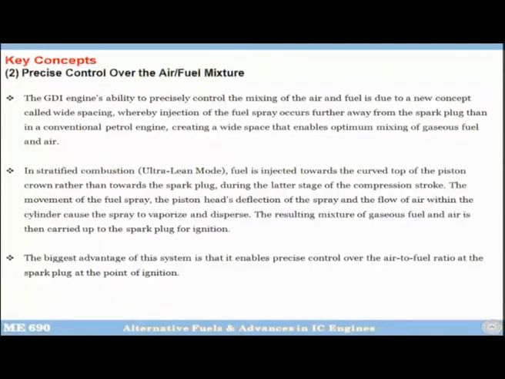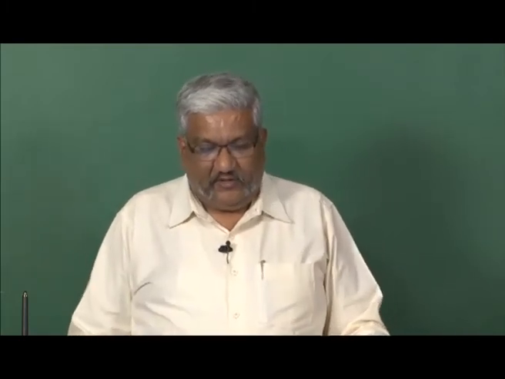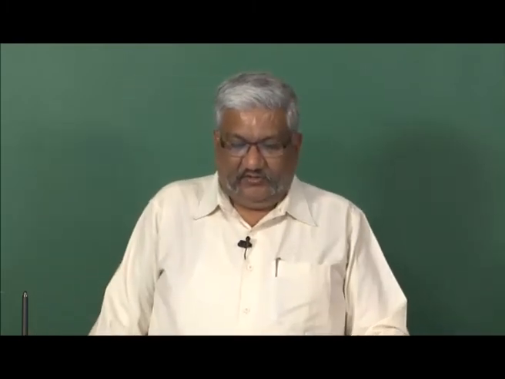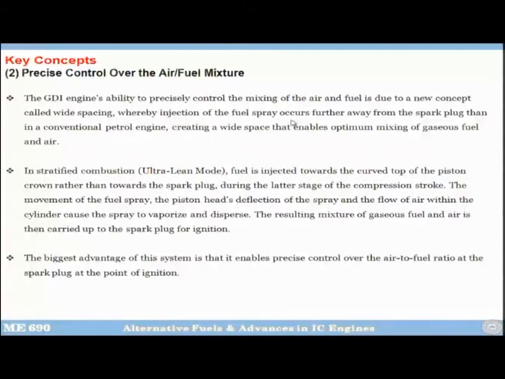In a GDI engine, you have a spark plug here and you have the injector here. So the fuel actually has to travel a longer distance. Although physically they are close, actually they are quite distant because the fuel has to travel a much longer distance. This is called wide spacing. So you can read this again, whereby injection of the fuel spray occurs further away from the spark plug than in a conventional engine, creating a wide space, and once you create a wide space, that enables optimum mixing of the gaseous fuel and air.